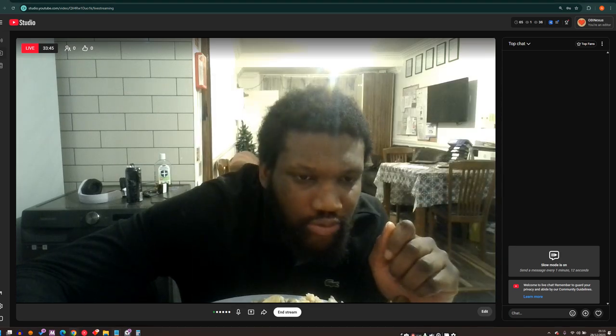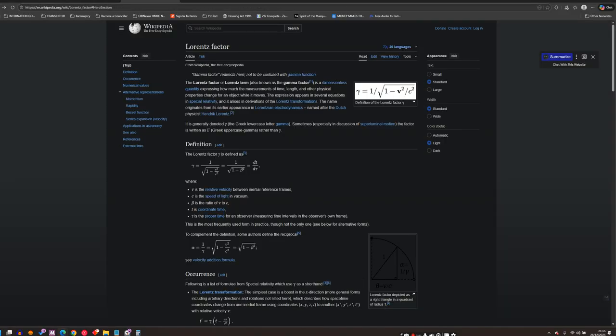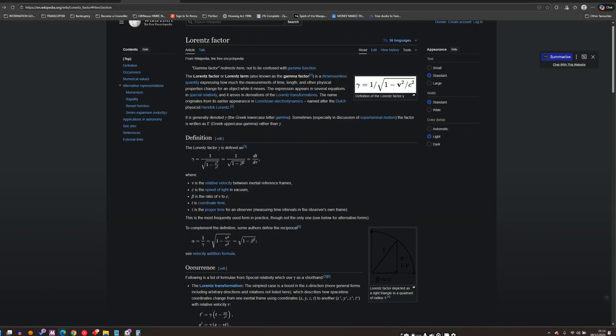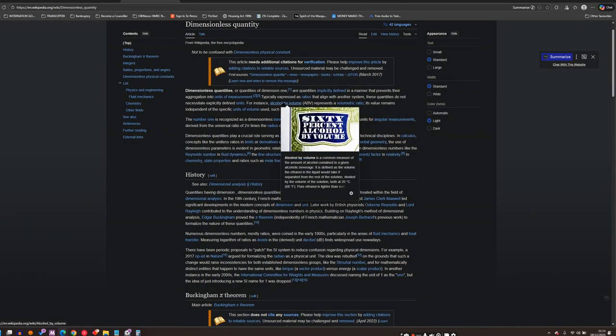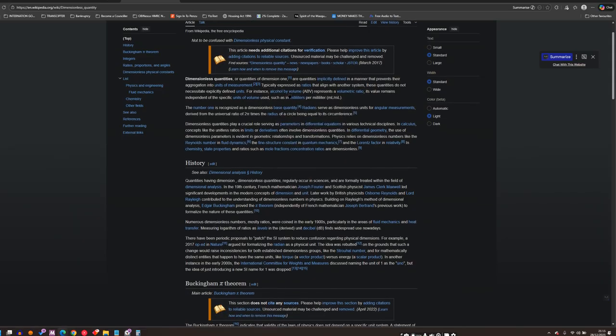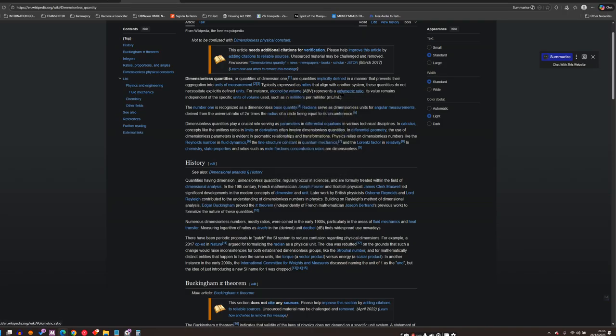So let me continue. Basically, this was where I was. This problem is the measure of gamma factor. I don't know what the gamma factor is. It's a measureless quantity, of dimension one. Quantities are defined in a manner that prevents the ambiguity of the use of measurement units, typically expressed as a ratio that aligns with our system. For instance, alcohol by volume.